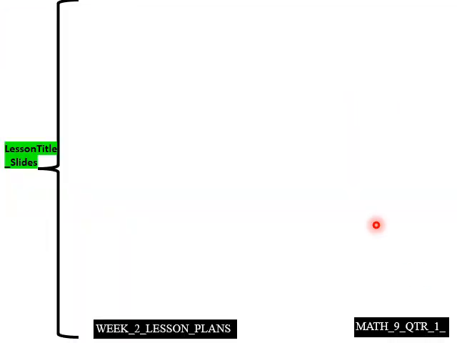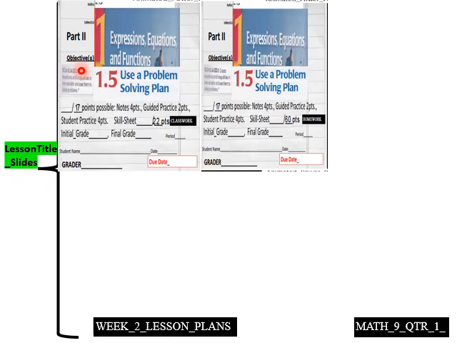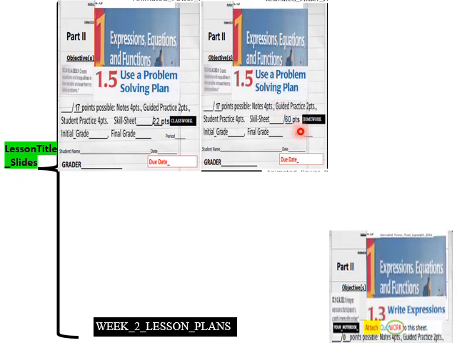Continuing on here in Week 2, we jump now to 1.5, use a problem-solving plan. And I believe it is the same standard. Part 2, our classwork's 22 points, 17 points of note-taking. Our homework is 60 points for 1.5 part 2.